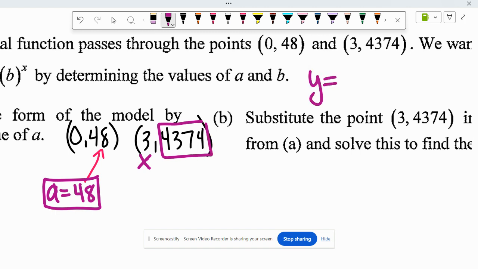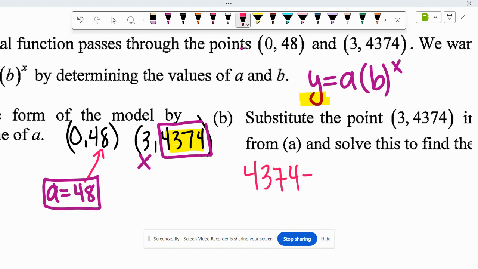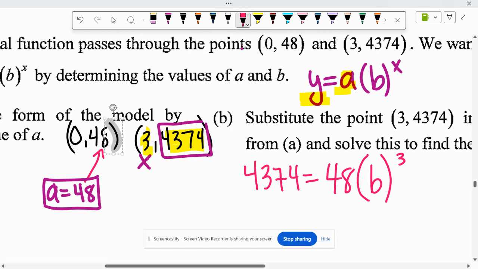So I'm plugging all that into the parent function, right? Instead of writing the letter y, I write 4,374 equals, and instead of writing a, I'm inputting 48, parenthesis, b, and instead of writing x, I'm using 3 as the power. So we have to get the b value all by itself first.